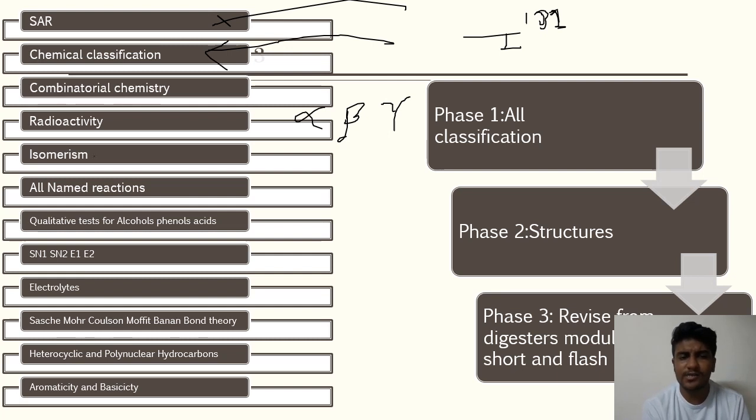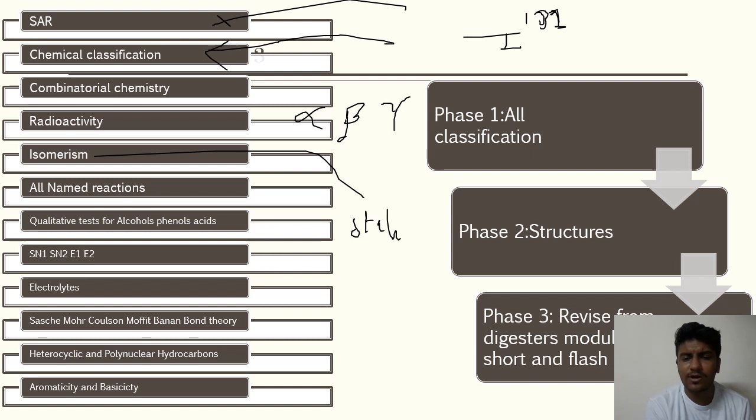Next, isomerism. Isomerism is of two types: stereoisomers and structural isomers. Stereoisomers are further of two types: configurational and conformational. Again, you have subtypes like enantiomers, geometric isomers, optical isomers, various configurations like R, S, E, Z, syn, anti, staggered, eclipsed, chair, boat. So you need to know the stability order. You need to know the energy order.